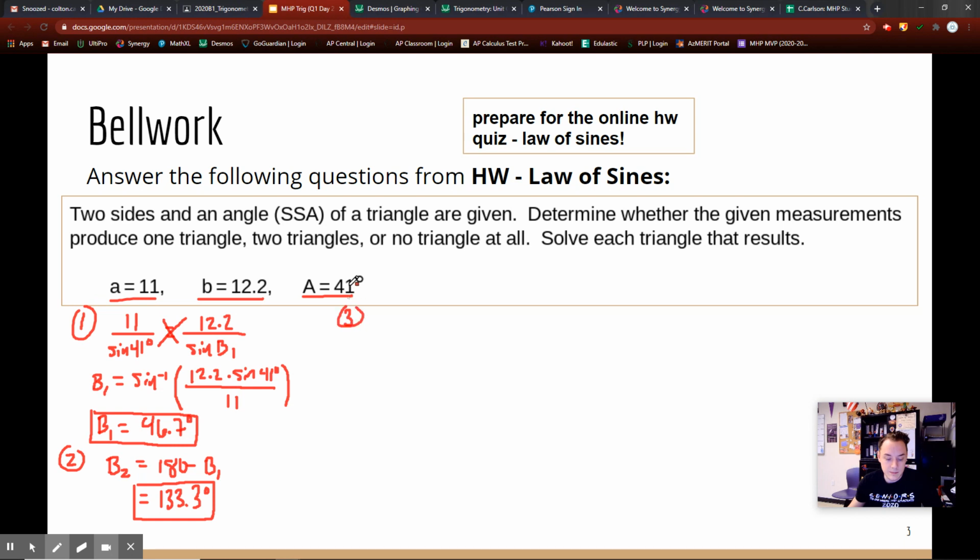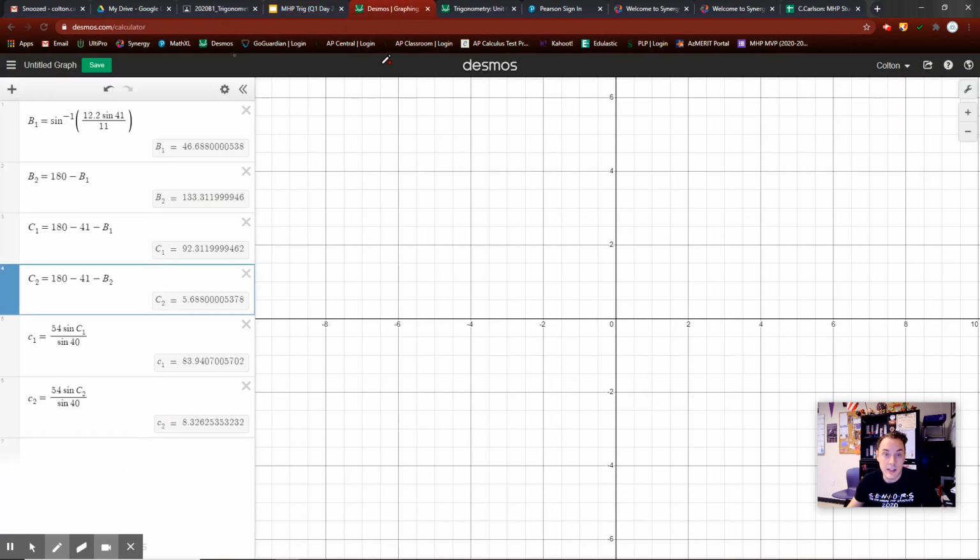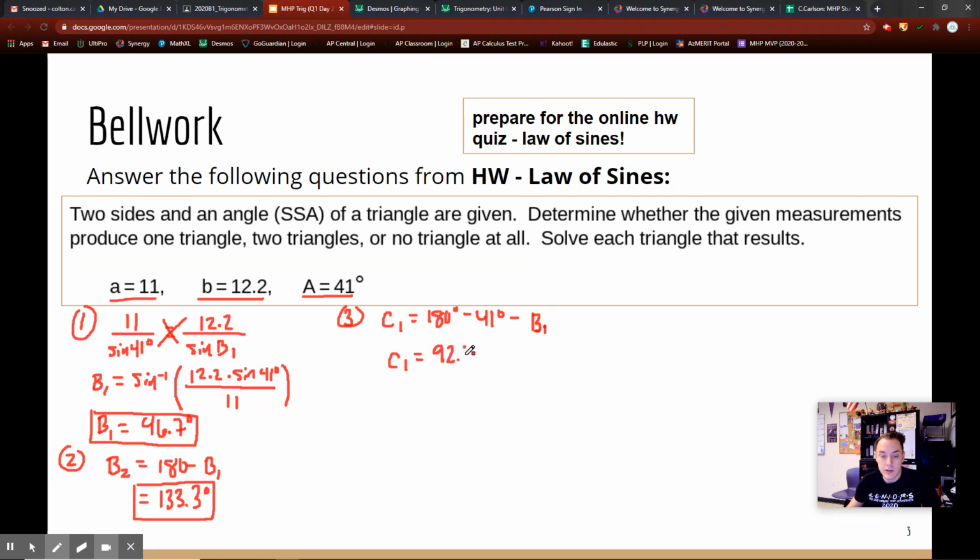Perfect. My third step. Okay, I'm going to do my C values now. So my C1 value is actually 180 degrees minus my 41 degrees for A, and then minus my B1, which is 46.7 degrees. So what is C1? Well, again, I go to Desmos, and I already changed this to 41 right there. So that was my A value, and this is my B value. So I'm subtracting my angles to find my C angle, and that is 92.3. So I go over here. This is 92.3 degrees.